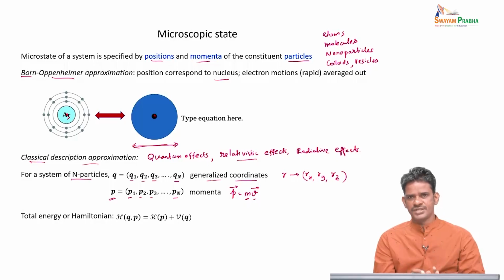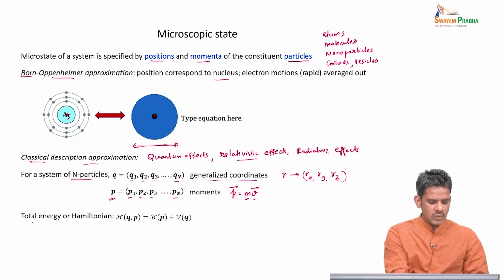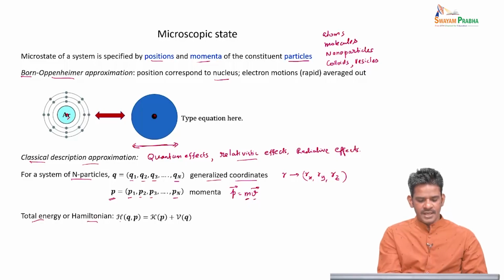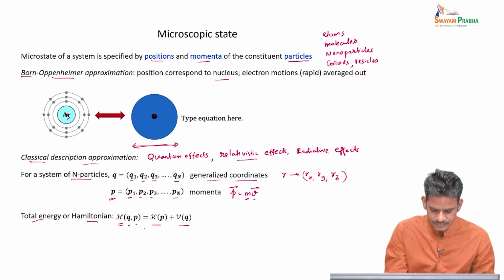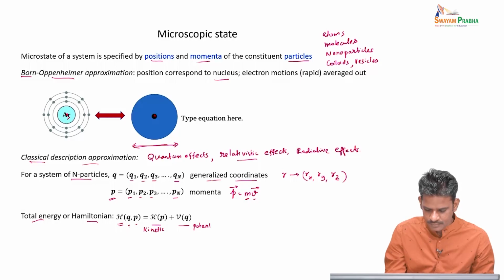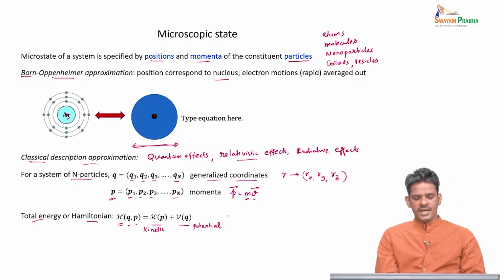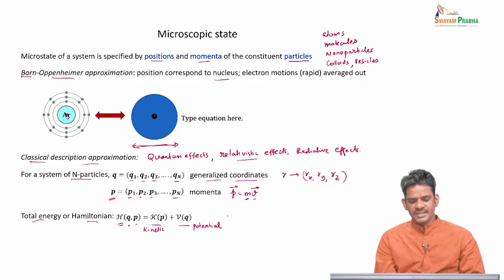Now once we have this information in a classical description, then we can write the total energy or the Hamiltonian, which is written as this letter H, which could be a function of both q and p, coordinates and momenta, into two parts. One is kinetic energy, the other is potential energy. So in this case, we have split the total energy into two parts in such a way that the kinetic energy is only a function of the momentum and the potential energy is only a function of the coordinates.